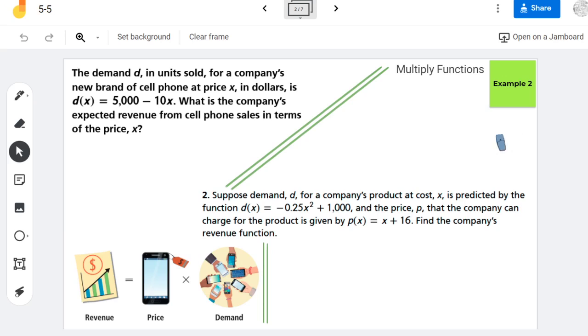In today's video, I'm covering example 2 from lesson 5-5 in the SavvasRealize Algebra 2 textbook. The goal of today's video is to learn how to multiply functions.